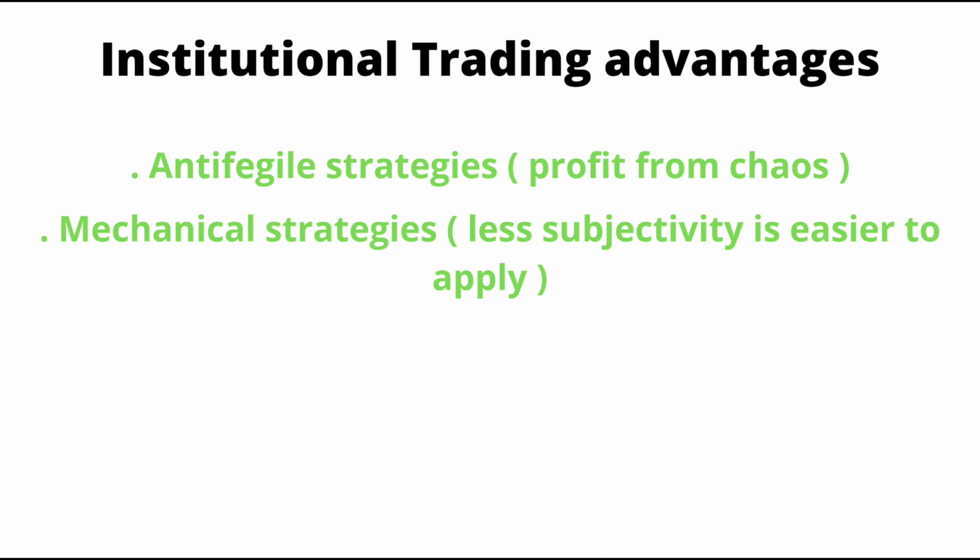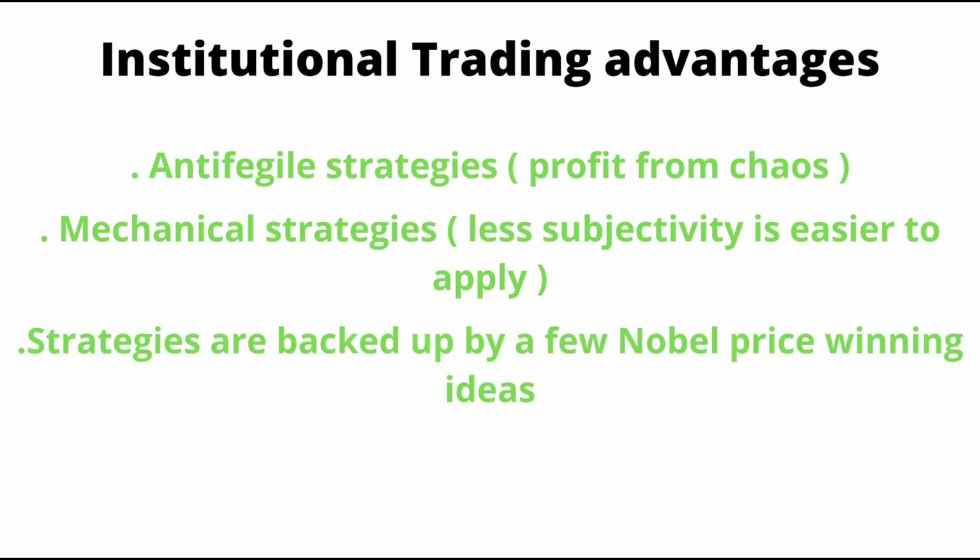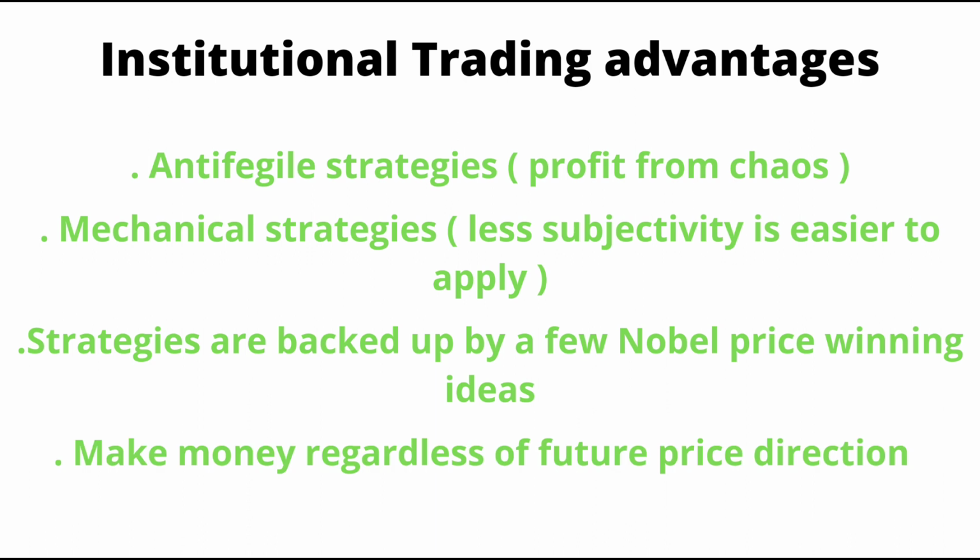A third advantage is that institutional trading is backed up by hard science. Many of the strategies involving stock options in the institutional paradigm involve several Nobel Prize winning ideas, which is the highest award in science. So these strategies are the best that science has to say about how to make money in the market. Another very interesting advantage is that by trading volatility, you can make money regardless of price direction, which is a huge relief to traders who are used to speculating about future price directions.